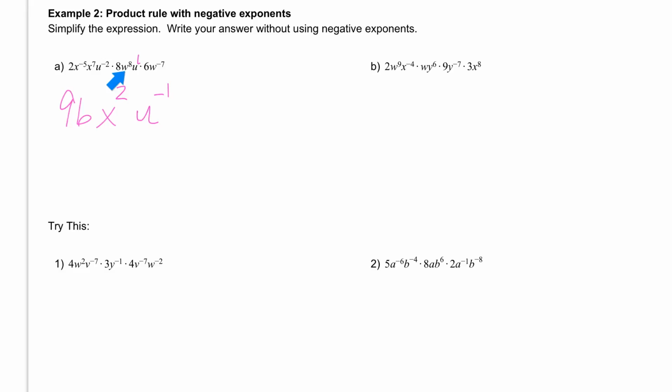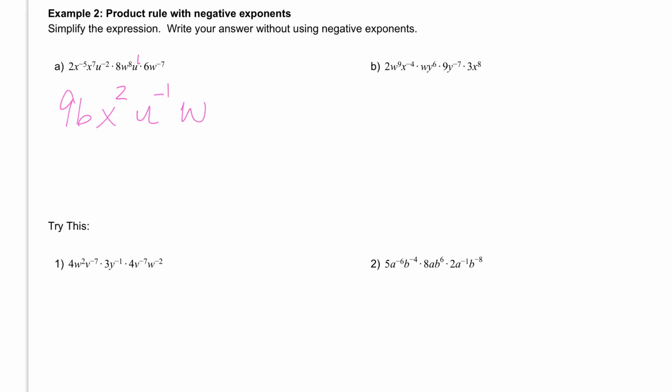If we take a look at our w's, we have a w to the 8th times a w to the negative 7th. Since we're multiplying these two, we're going to add the exponents here. 8 plus negative 7 is going to give us 1. So we can just write w. We don't need that 1 up there because it's understood that it's there.